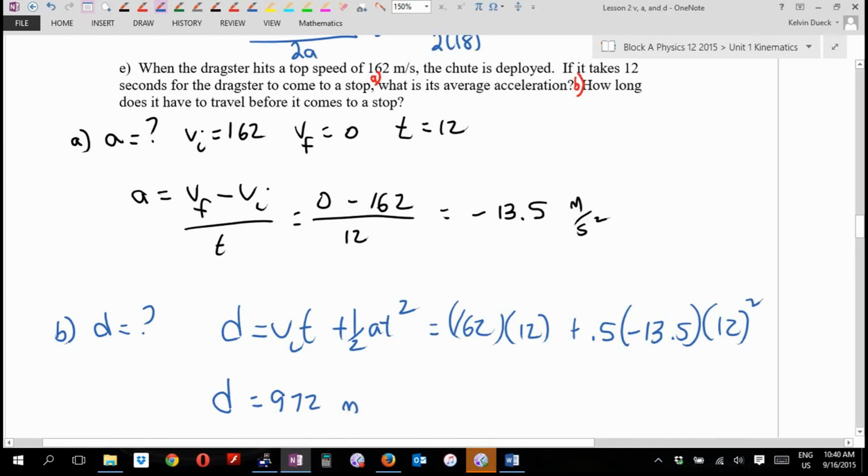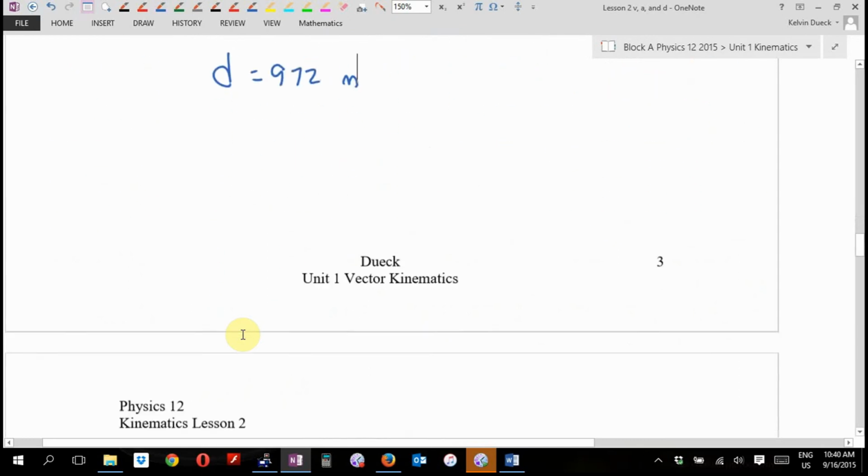I Googled these numbers. Now, how accurate Wikipedia is on dragsters, I don't know, but these are reasonably accurate. Takes about a kilometer for them to come to a stop. Top speed of a dragster, around 160 meters per second, was around 270, 280 miles an hour. So about there. Turn the page.